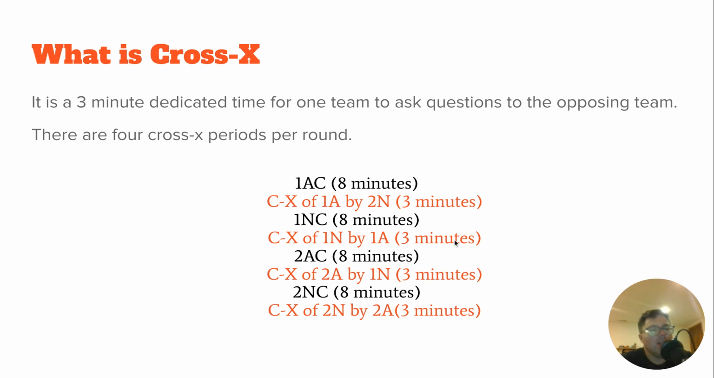Well, cross-ex, or cross-examination period, are 3 minutes of dedicated time for one team to ask questions to the opposing team. There are 4 periods of cross-examination that occur in each debate, and they always occur after a constructive. You can see on the screen there that after the 1AC, the 1NC, 2AC, and 2NC, there's 3 minutes of cross-ex time. You'll also notice that usually there are specified people who are going to ask questions there.